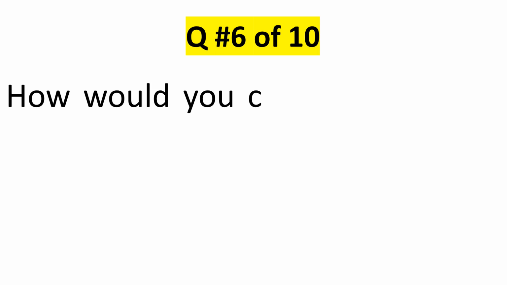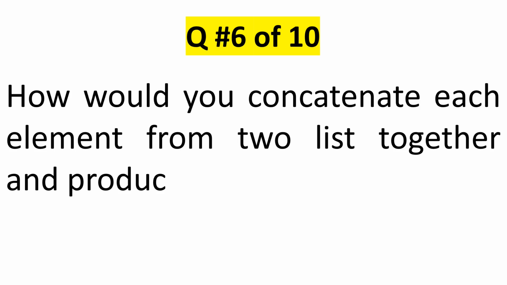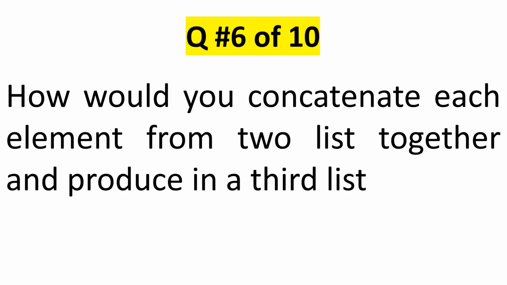All right, everybody. So the sixth question is, how would you concatenate each element from two lists together and produce a third list? Let me give you some context. Why could it be required? The simplest example: let's say you're working on the development of a fraud model, so you might have a list of first names and last names. In first names you might get duplicates, but when you combine the last name with it, it reduces the duplicates. That's the simplest example I can tell you.